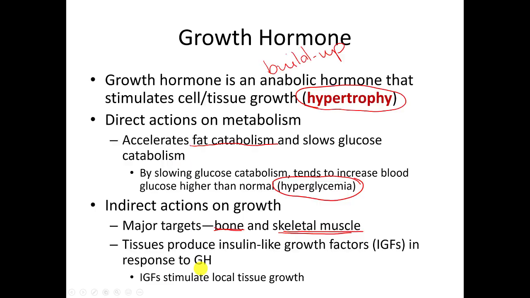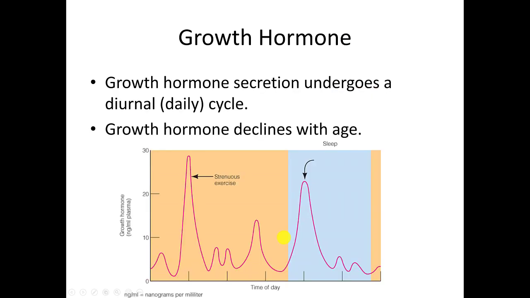Now let's go back here, because remember, one of the major targets of growth hormone is bone and skeletal muscle. So whether you are doing cardiovascular activity or lifting weights, you're going to increase your bone mass, you're going to increase your skeletal muscle. So that's why you'll see a spike in the growth hormone there. And then at night, notice in blue, this is all night. This is when you're sleeping. And there is also a spike in growth hormone at night.